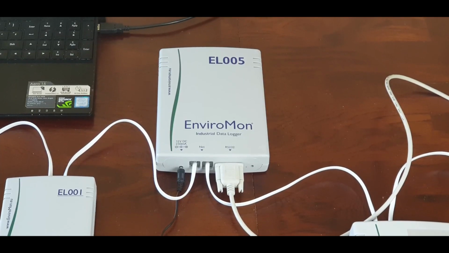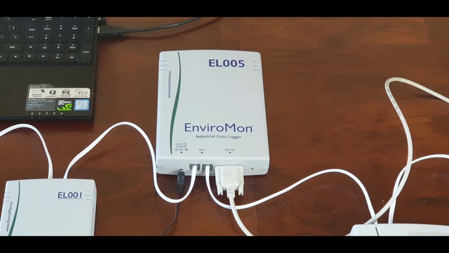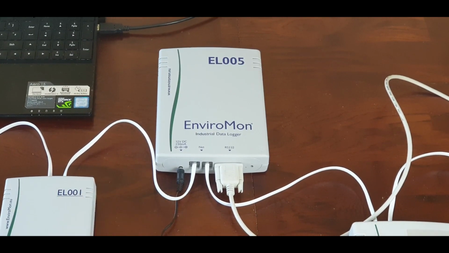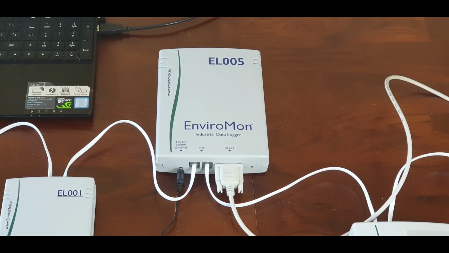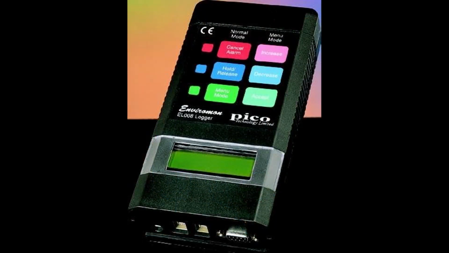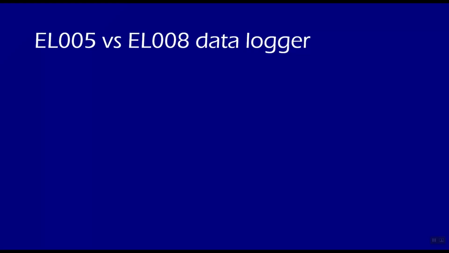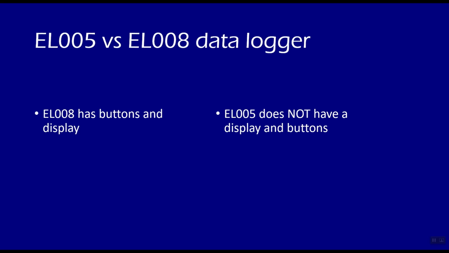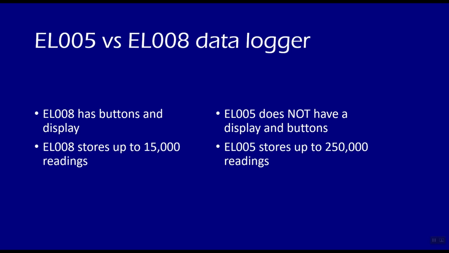So let's focus on the data logger, which is at the heart of every environment system. The EL005 is the current data logger. Previously there was the EL008 data logger, so I'll put a picture of that. But this has been obsolete for over 10 years now. Now, the key difference between the two loggers is that the EL008 had a display and buttons, whilst the EL005 doesn't. Storage on the EL008 was 15,000 readings, where the EL005 has 250,000 readings. The EL008 used 4 AA batteries in case of mains failure, whilst the EL005 uses a rechargeable NiMH battery.